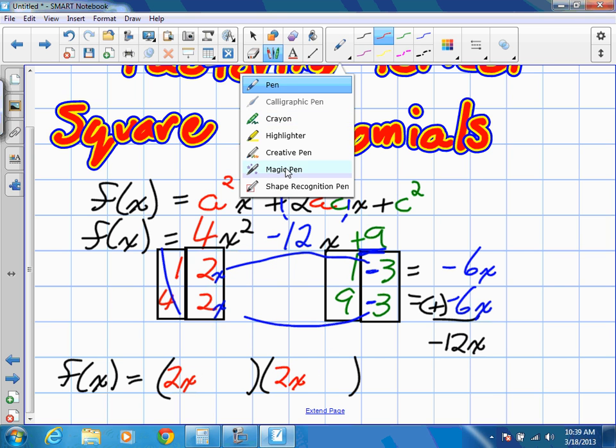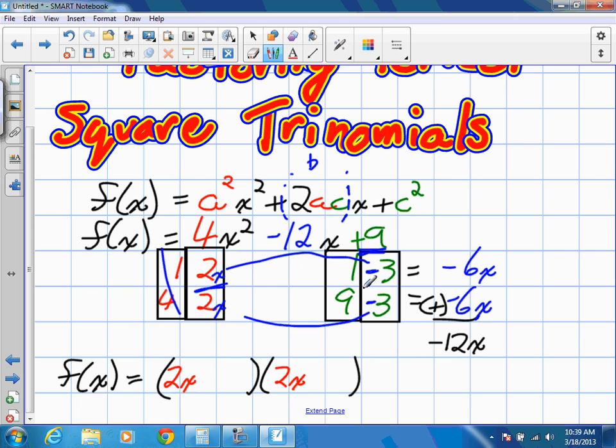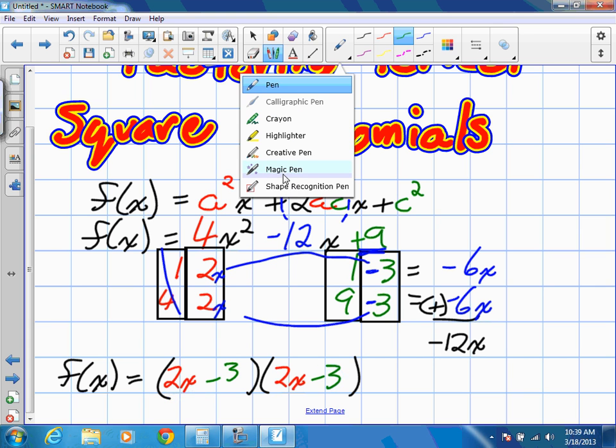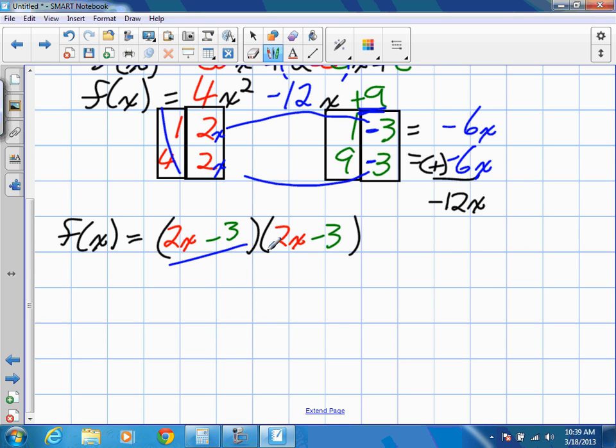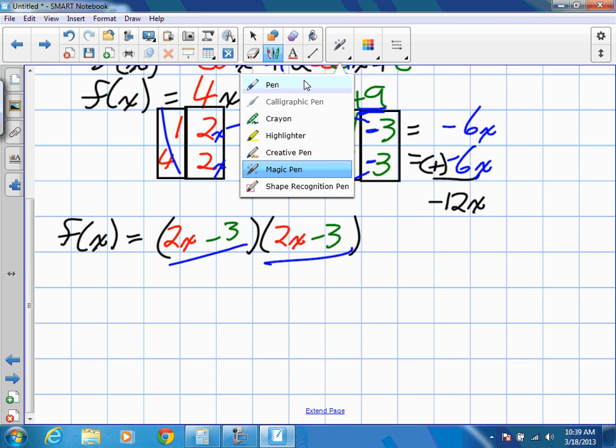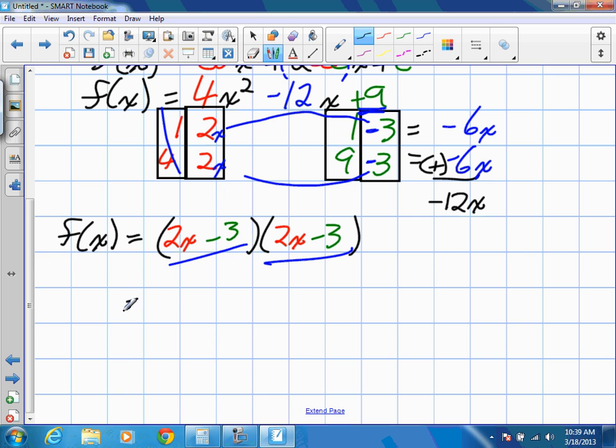Now, do I have to worry about putting this negative 3 in the opposite bracket of that 2x? No. Why not? They're the exact same terms, so there's not going to be a difference here. Okay, so now, this is where the only extra step I want you to do from our normal style of factoring, what have you noticed about the brackets? They're identical, which means we can represent them as 2x minus 3 squared, and that's it.